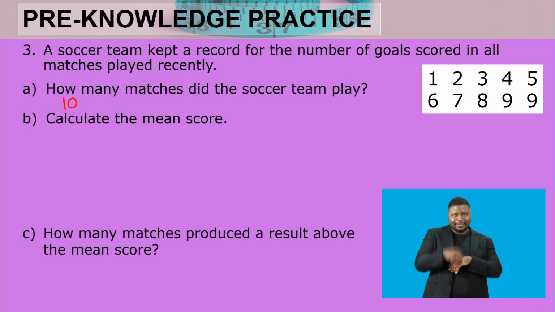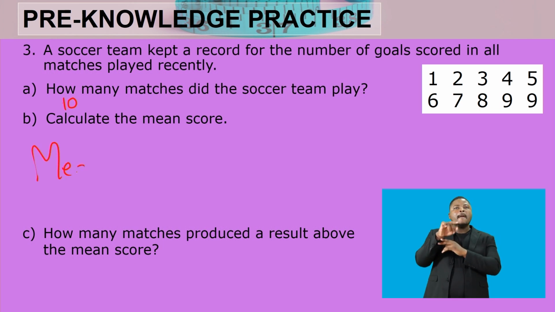Then calculate the mean score. This is summarizing data. We have to calculate the mean score. How do we calculate the mean? Mean is the average. So we have to add all the number of goals that have been scored, divided by the number of matches that have been played.